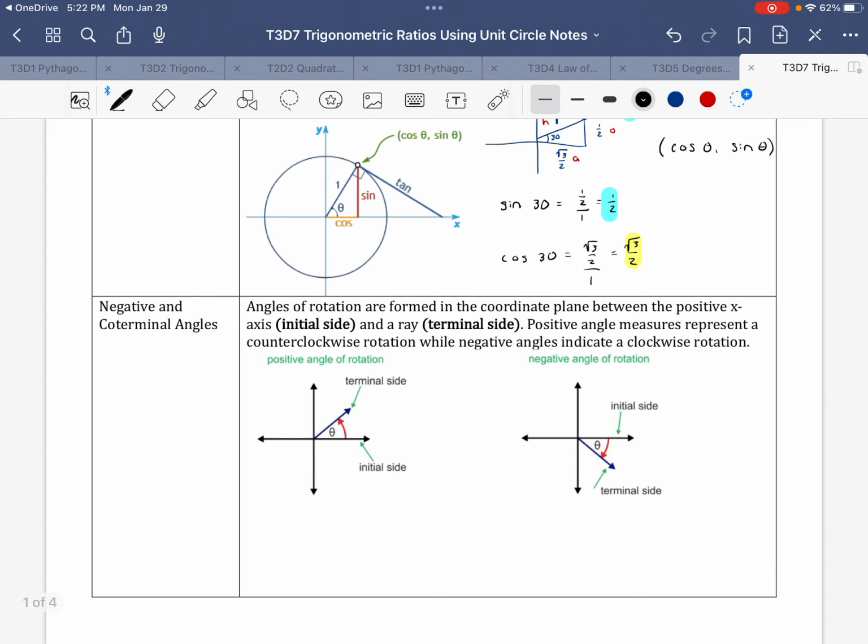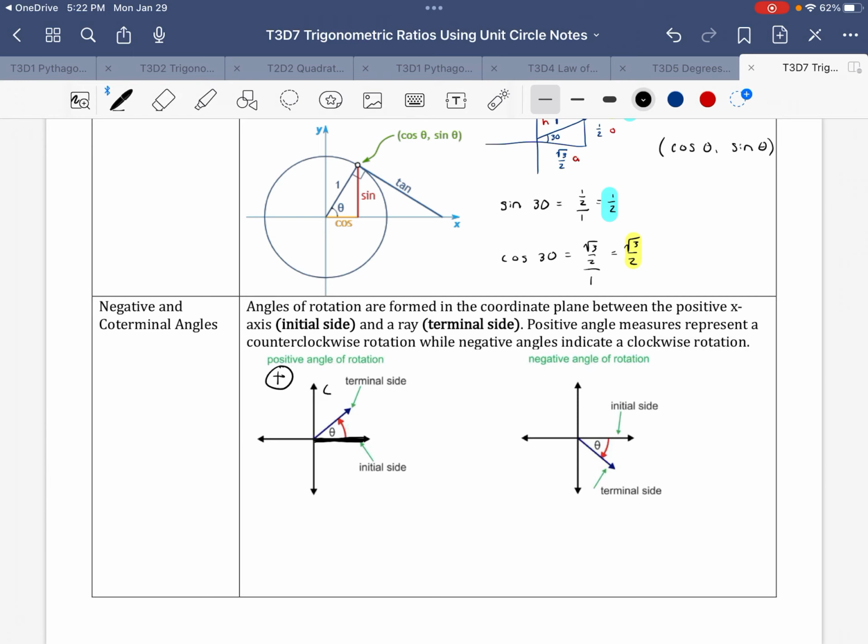Now, angles of rotation are formed on the coordinate plane between the positive x-axis and the ray. So our initial side is always going to be our positive x value. And from that point, all of our angles are either going to go up towards our quadrant 1 or down towards our quadrant 4. If it moves up in our counterclockwise direction, then we have a positive angle of rotation.